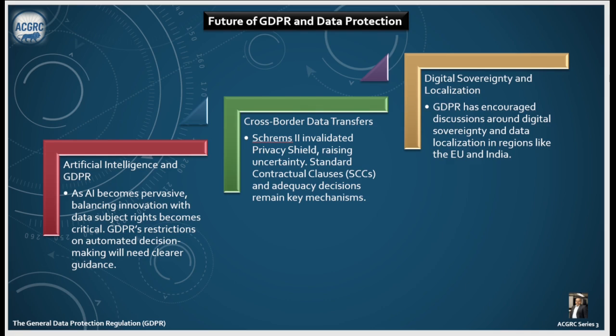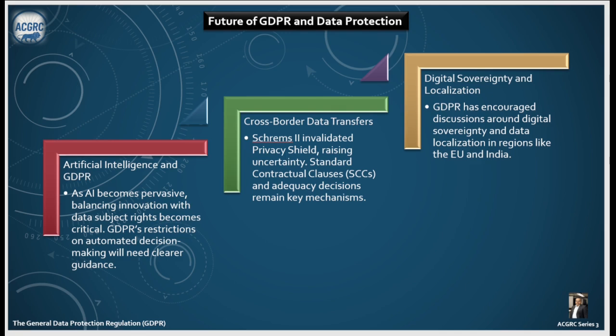GDPR helps keep human rights and privacy protected even in the world of AI. Now, let's go on to the second, which is cross border data transfer. It's about Schrems II invalidating Privacy Shield, raising uncertainty. Standard contractual clauses and adequacy decisions remain key mechanisms.